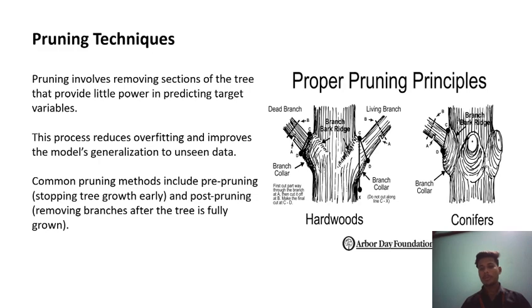Proper pruning principles: the dead branch and living branch. Observe the two tree diagrams, dead branch and living branch. Branch collar: first cut part way through the branch at A, then cut it off at B. Make the final cut at C, D. Branch collar: do not cut along line C minus X. The second one is branch collar, branch bark ridge, conifers, the two different trees with different parts. Hardwoods.